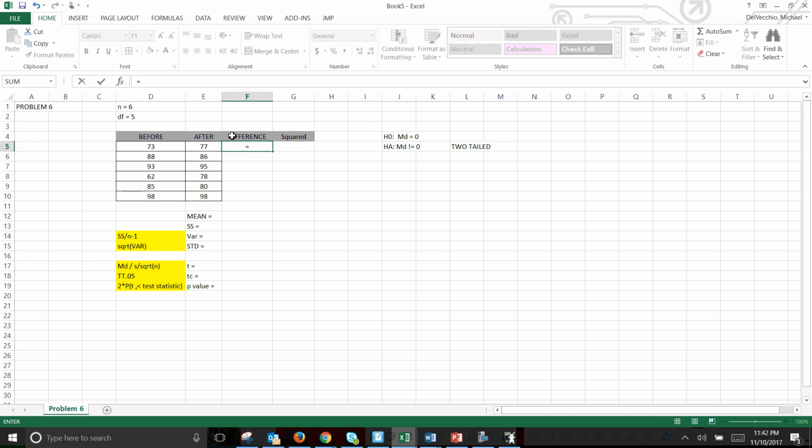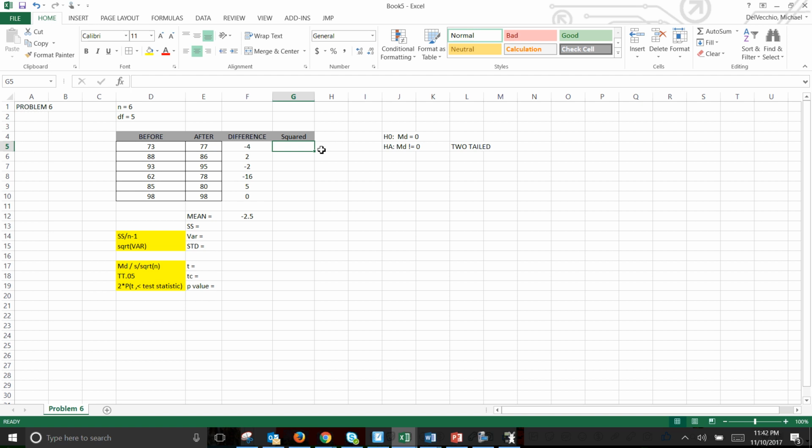So here we're just going to take before minus after. Okay. I'll go ahead and copy that formula down. And then we can calculate the mean, which is equal to the average. And I'll go ahead and select my differences. So the average difference mean is negative 2.5.